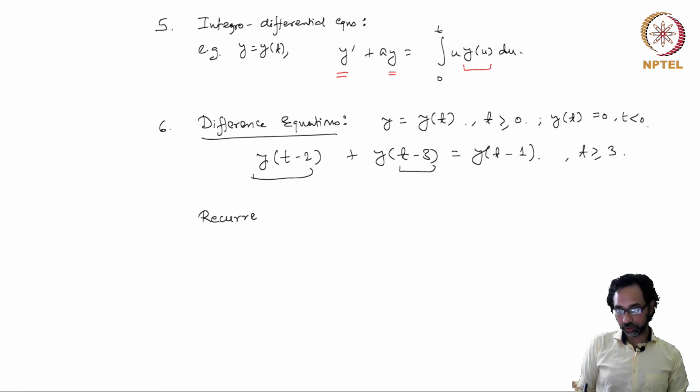So these are called difference equations, and a related type of equation to solve is called a recurrence relation, where you have a sequence of unknown numbers a n.